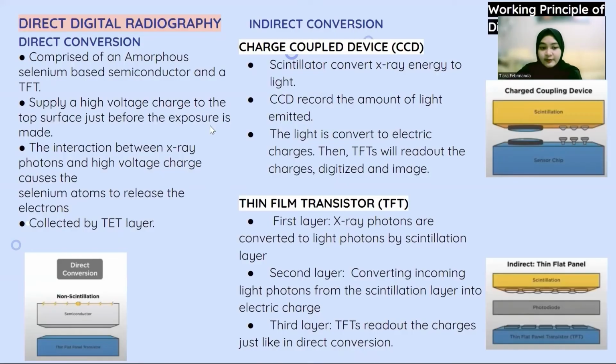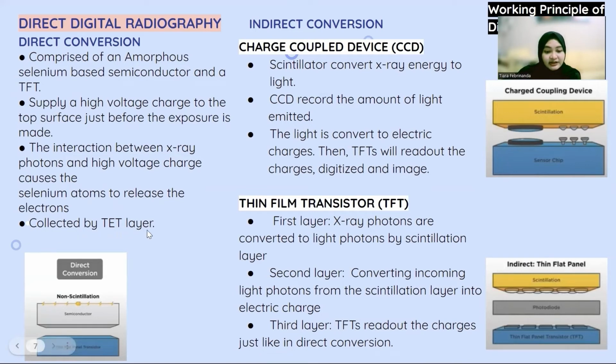Okay, for the working principle of digital radiography, as we know, there are two types of digital radiography. The first type is direct conversion, and the second type is indirect conversion. Direct conversion: the first step is comprised of an amorphous selenium-based semiconductor and a TFT, and supplies a high voltage charge to the top surface just before the exposure is made.